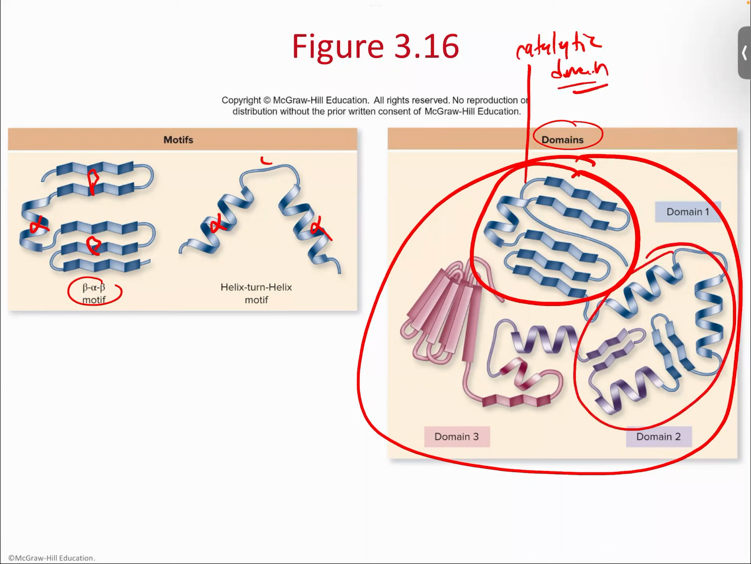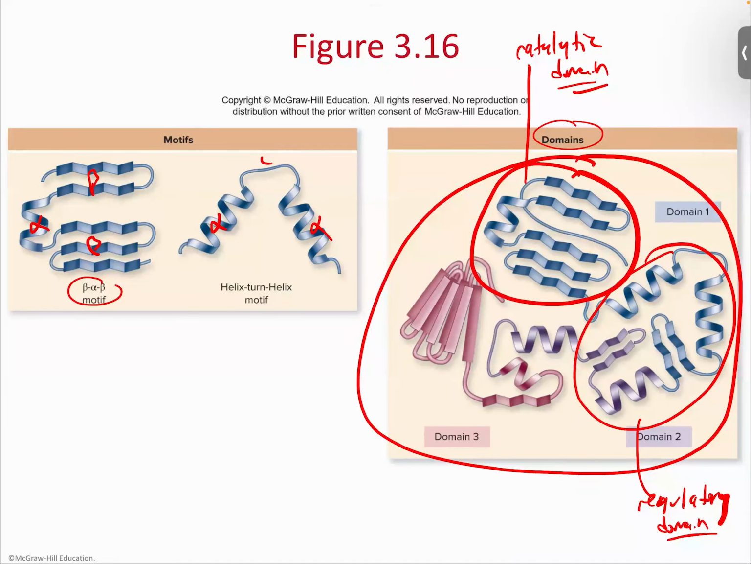Domain number two, let's call this one the regulatory domain. You're an enzyme, you're doing some sort of chemical reaction, but you don't want to just do that chemical reaction all the time, right? You need to do it at certain times for specific purposes, to a certain degree or a certain amount, producing a certain amount of stuff. All of those instructions are going to be coming to you from your regulatory domain. So your regulatory domain is the enzyme's way of taking on instructions.